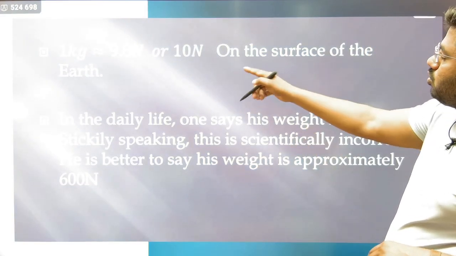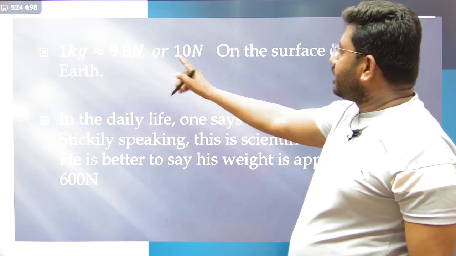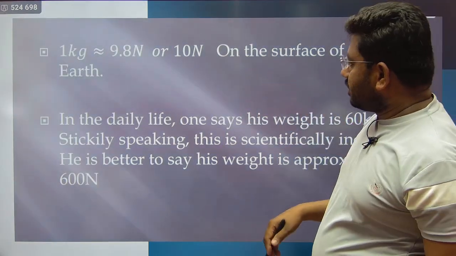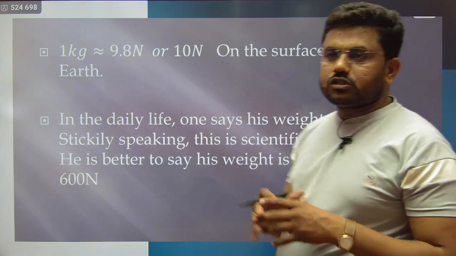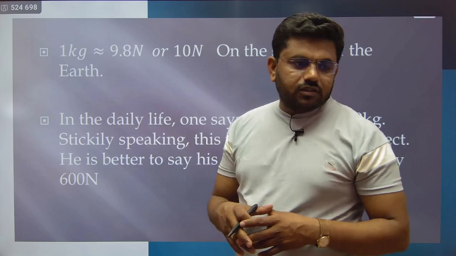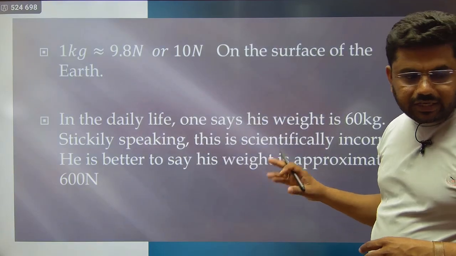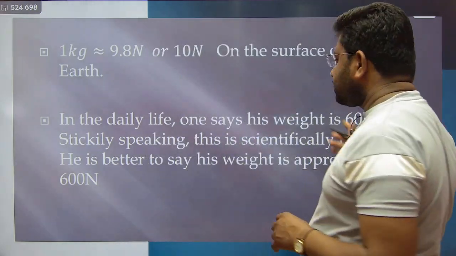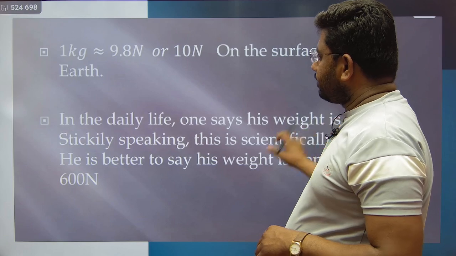1 kg is approximately equal to 9.8 Newton, or we can say 10 Newton, on the surface of the earth. In day to day life, one says his weight is, suppose, 60 kg. One example is shown here, 60 kg weight. Strictly speaking we can say that, but this is scientifically incorrect. It is better to say that his weight is approximately 600 Newton.